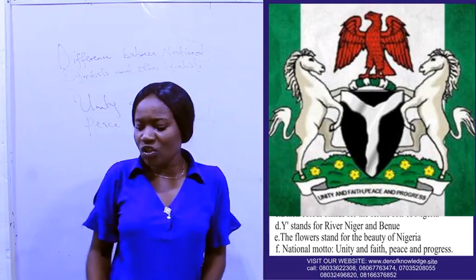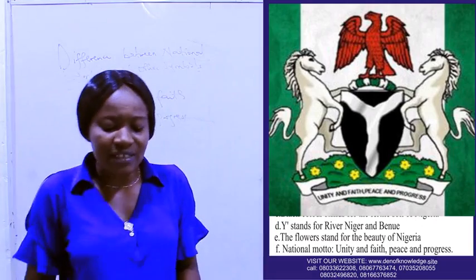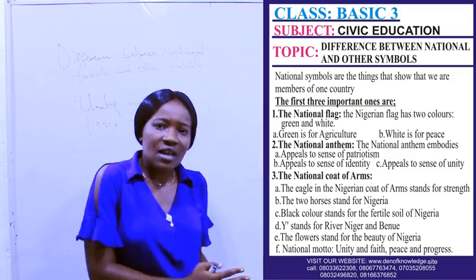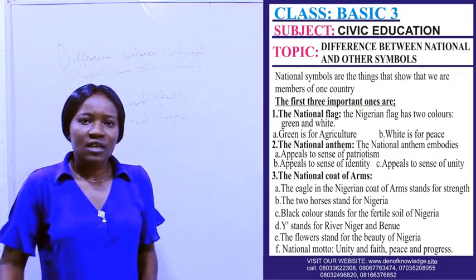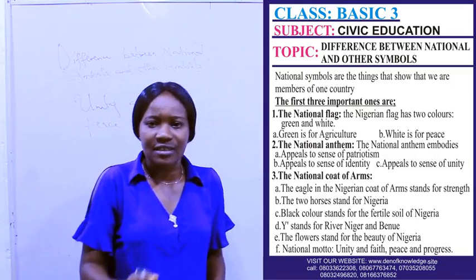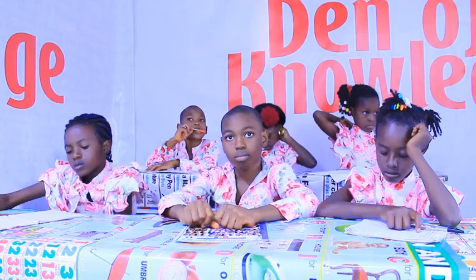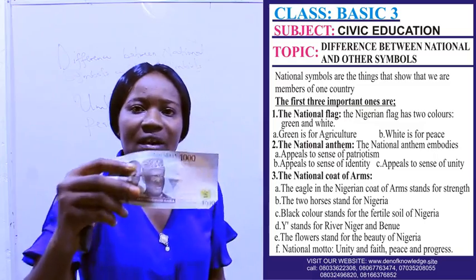Then it will lead us to the other symbols, because we are looking at national symbols and other symbols. The first one is the national currency. Children, look at this. This is a 1,000 naira note.